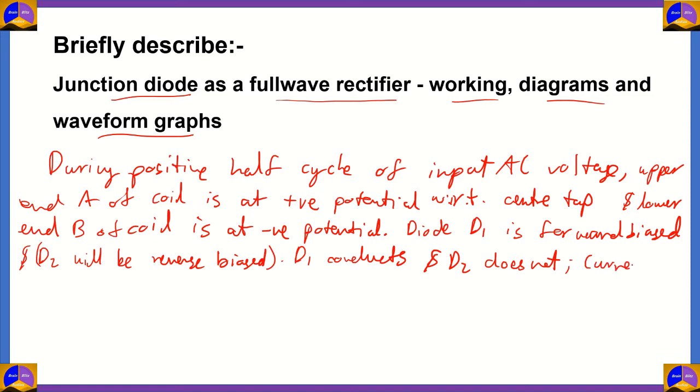Current flows through RL, that is the resistance.